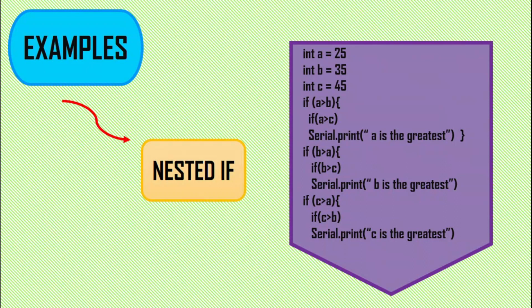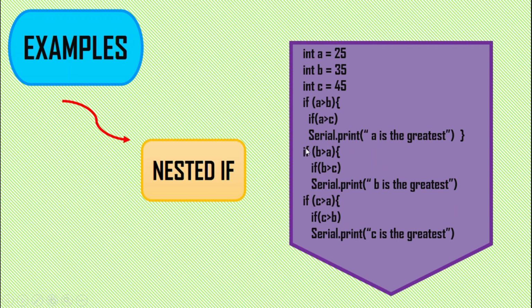First we will see the example for nested if. Now as you can see that first I have created three variables. A is equals to 25, B is equals to 35 and C is equals to 45. Now my condition is that if A is greater than B, now inside the code I have given another condition. If A is also greater than C, then you have to serial print A is the greatest.